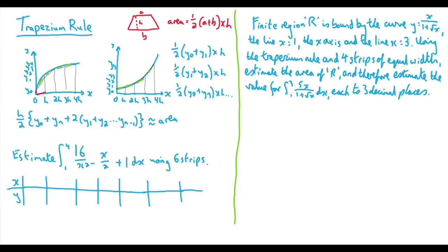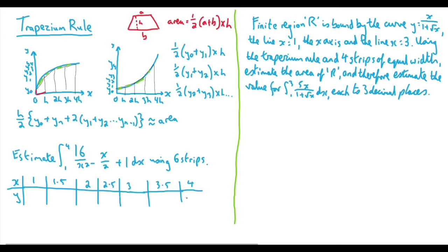So let's say, for an example, we were to work with this here. Find an estimate of the definite integral between 4 and 1 of 16 over x squared minus x over 2 plus 1 dx using 6 strips, and the strips would be of equal width. Because we're going between 1 and 4, that's a difference of 3. If you've got to cover 3 in a total of 6 sections, that would be going up in halves, right? So you'd have 1, 1.5, 2, 2.5, 3, 3.5, and then finally 4.